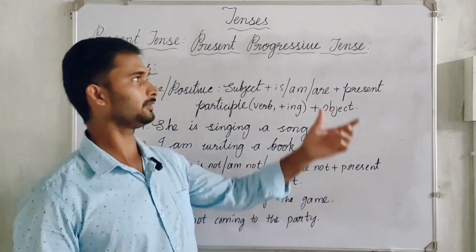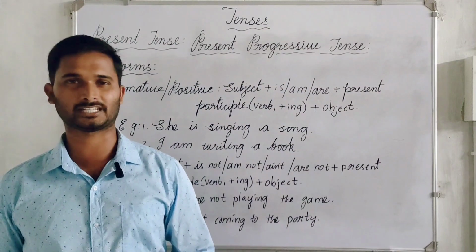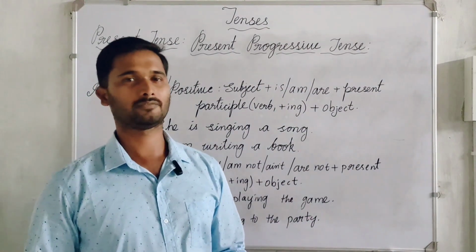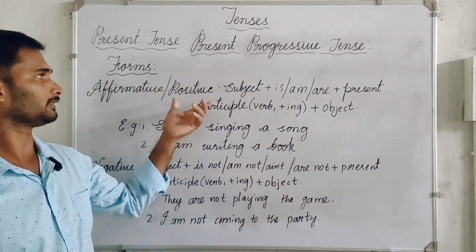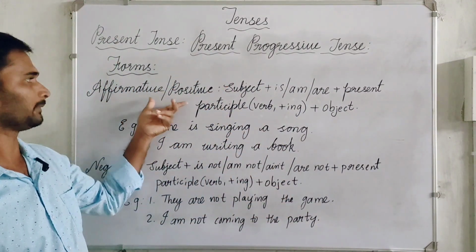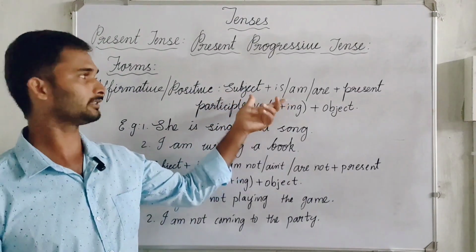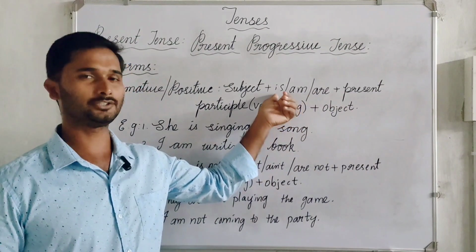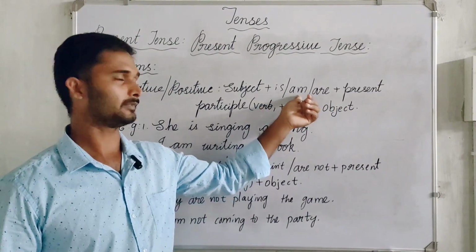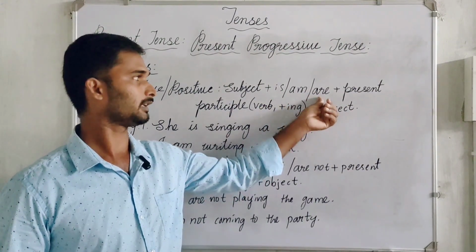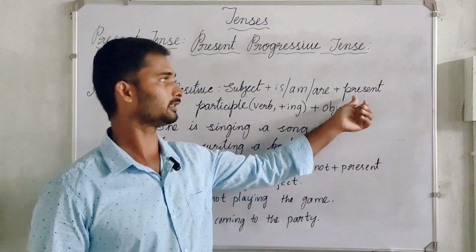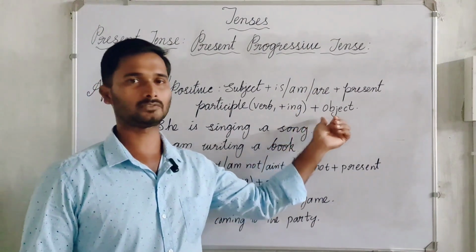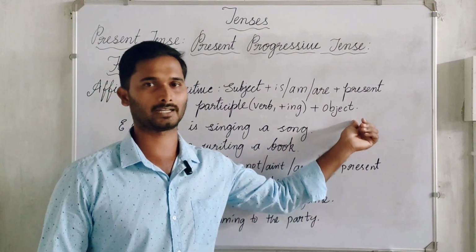Now we are going to learn the present progressive tense. We also call it present continuous tense. Before we learn the uses of the present progressive tense, we are going to learn the forms of the present progressive tense. Here is the affirmative or positive form, the syntax: subject plus is, am, are. Is is used only for singulars, am is used only for I, are is used for plurals. Plus present participle, we also call it verb form 1 plus ing form, plus object. At the end of that, a full stop is added.